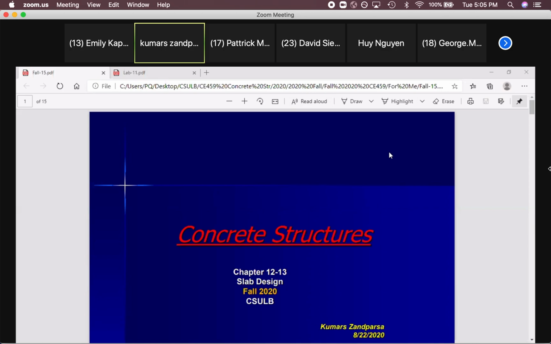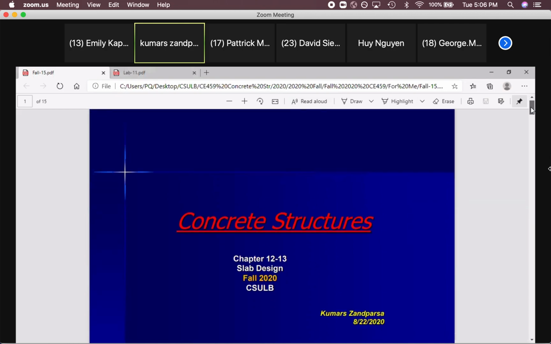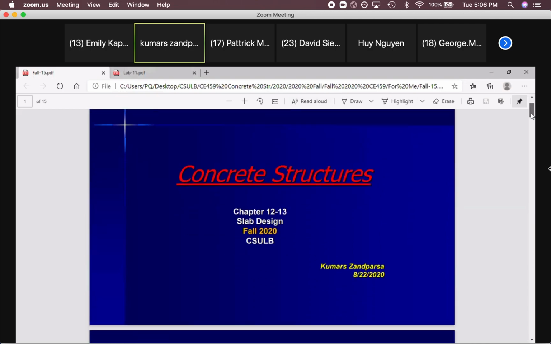And when I was a student, I did some research on this, and I used finite element analysis and checked them against the numbers, and they were good. So those are good numbers that we can rely on. Okay, let's start slab design.